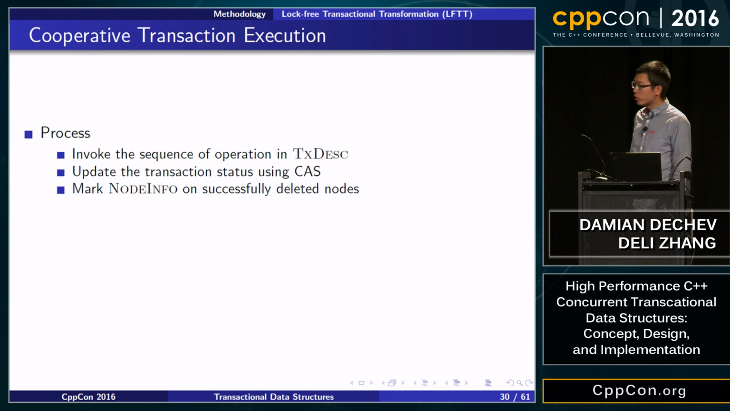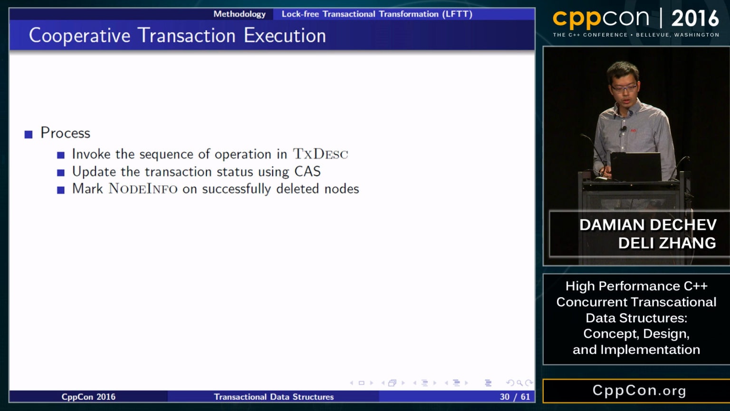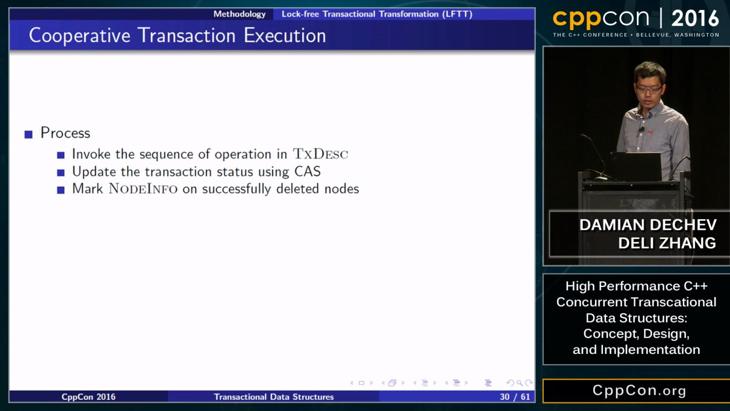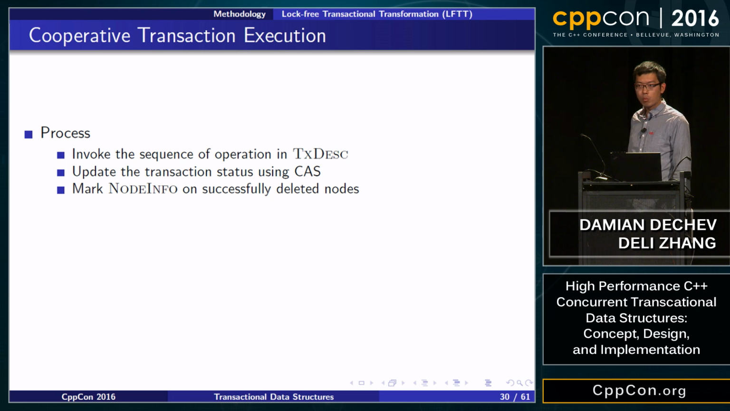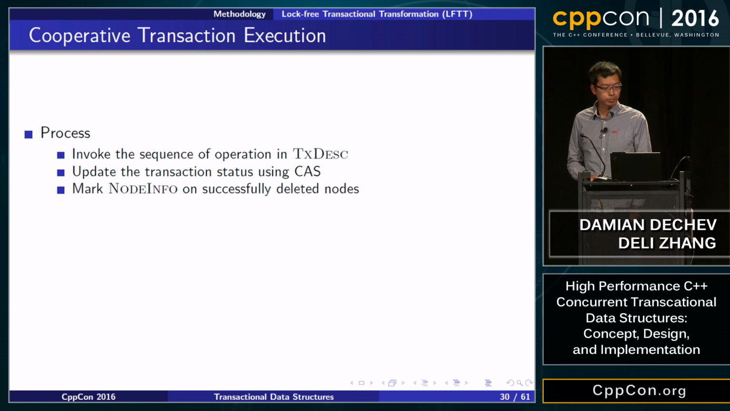Now, once we've finished the transformation of the base data structure code and obtained a lock-free transactional data structure, to execute the operations we create a transaction descriptor. We specify the operations in the descriptor, and the execution function will execute the operations one by one. It will continue to the next one only if the previous one has successfully returned. After all that, it will atomically update the transaction status using CAS to either committed or aborted, depending on whether all operations are successful.